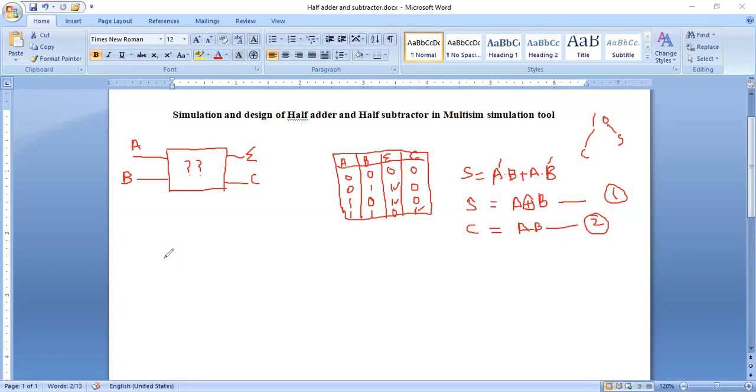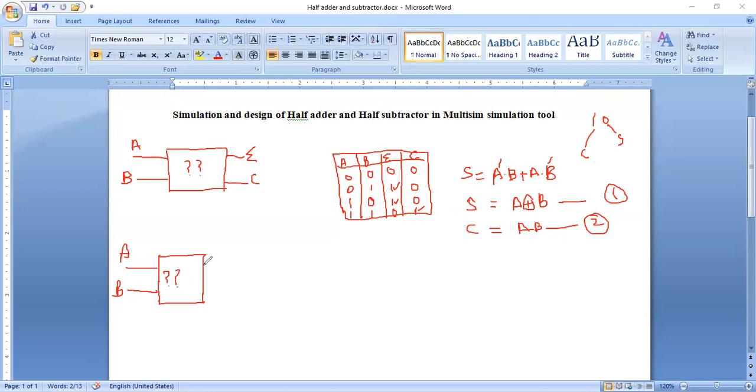Now, in the same way, I'm going to make another block diagram for the second half of today's work, which is the half subtractor. In case of half subtractor, we can say that it is a similar kind of combinational circuit that is used to subtract two bits A and B. When we talk about more than 2 bits, it will be a full subtractor. And when we talk about addition of more than 2 bits, that will be a full adder. So in that case, we need to find out what is in this question mark.